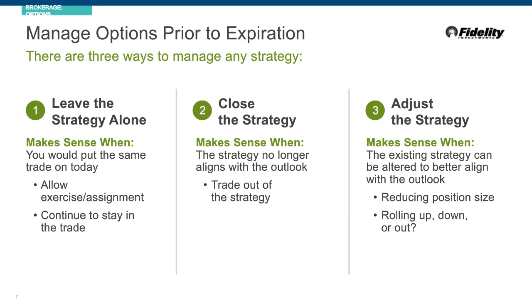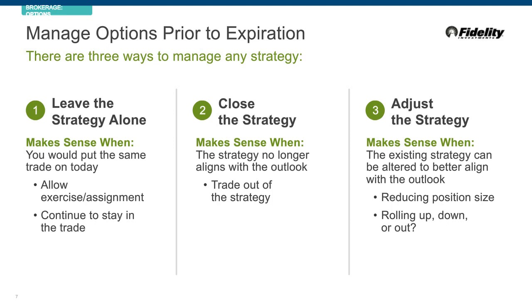We could leave the strategy alone. We could close the strategy entirely, or perhaps some measure of tweaking the strategy might be necessary. And we would adjust the strategy in any situation in which our existing strategy doesn't quite align as well as it initially would, but by making some alteration, we can line it up a little better. Maybe we can take some money off the table, as would be the case when we reduce our position size. Maybe we close out some of our contracts and leave others open.